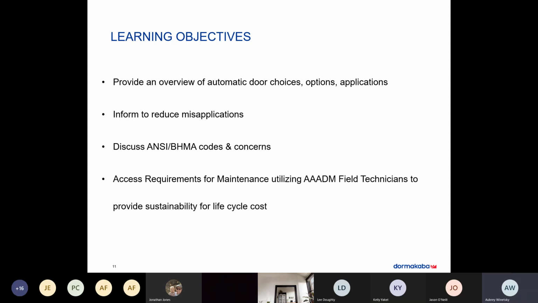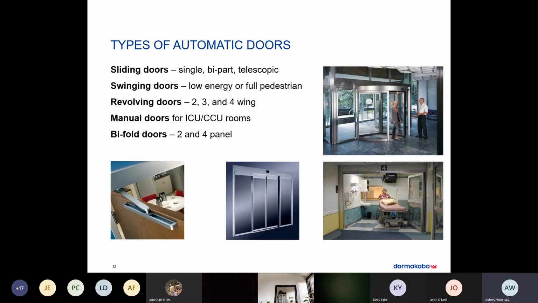We'll talk a little bit about ANSI BHMA codes and concerns, and then we'll get into AAADM, which is the American Automatic, oh gosh, I always say it incorrectly. The American Association of Automatic Door Manufacturers. There we go. I always get the first 3 A's confused. So we'll talk about that and what that means.